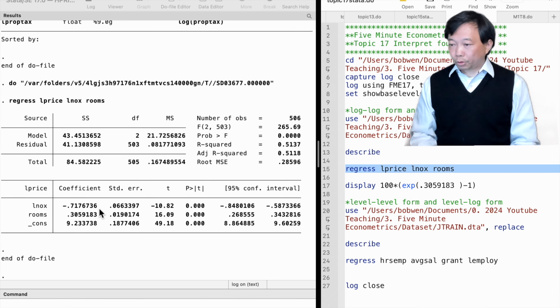Using the same regression result, we find the estimate for the variable rooms is 0.306. We use the log-level form interpretation. It means when rooms increase by 1, the price increases by approximately 30.6%, which is 100 times the estimate of 0.306.